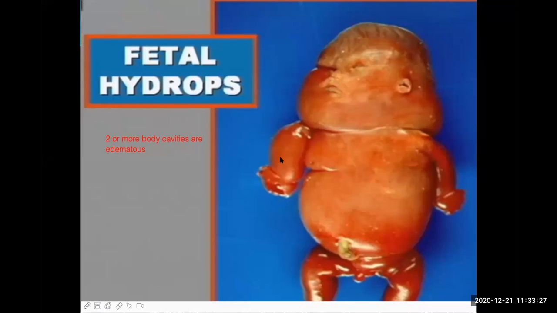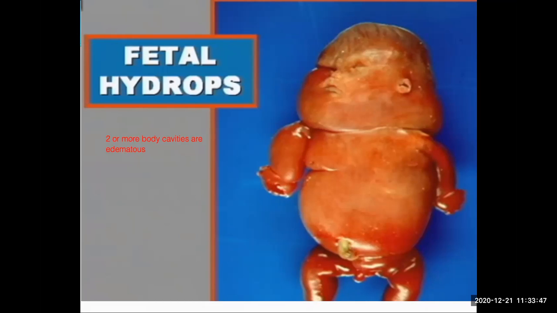Look at this baby. The whole subcutaneous plane all over the body is edematous. So this is known as fetal hydrops. And most probably this baby is dead. Though we cannot say for sure, there is a high chance of death in this baby.